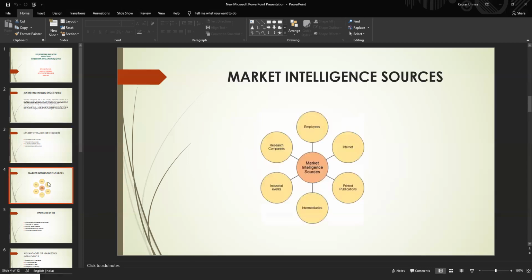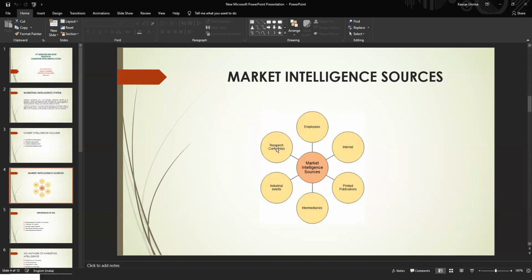And this market intelligence also comprises employees, internet, printed publications, intermediaries, industrial events, and resource companies. These are all the various sources where the information can be collected. The first source is the employees. We know that about 70 to 80% of the information is gained with the help of our employees, because these are the employees who deal regularly with the suppliers, the distributors and the customers, where the information can be collected through this media also.